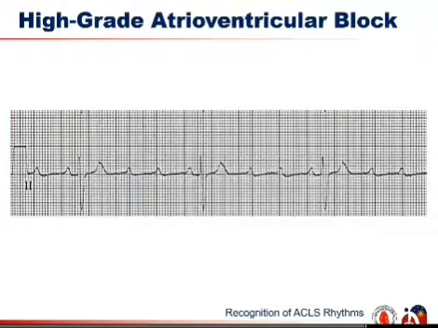This next ECG shows high-grade AV block. In this tracing, 4 regularly occurring P waves are followed by one QRS complex. Any atrioventricular conduction with at least 3:1 ratio is considered a high-grade AV block.